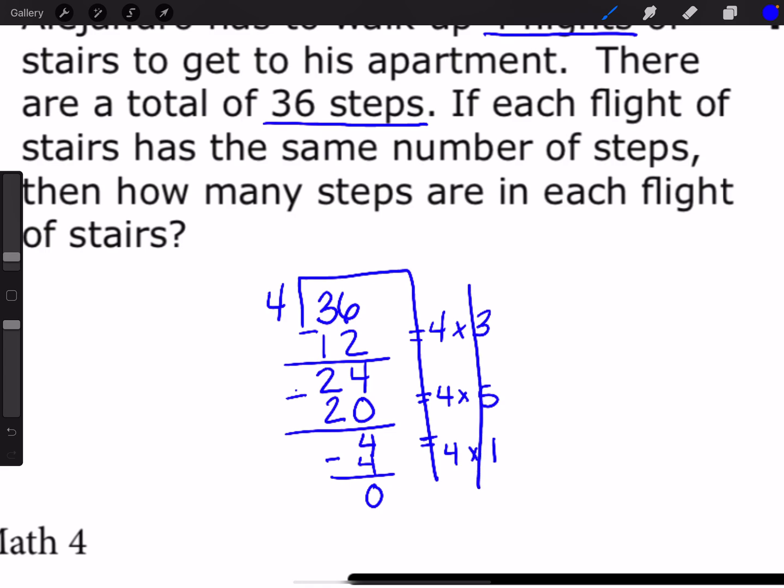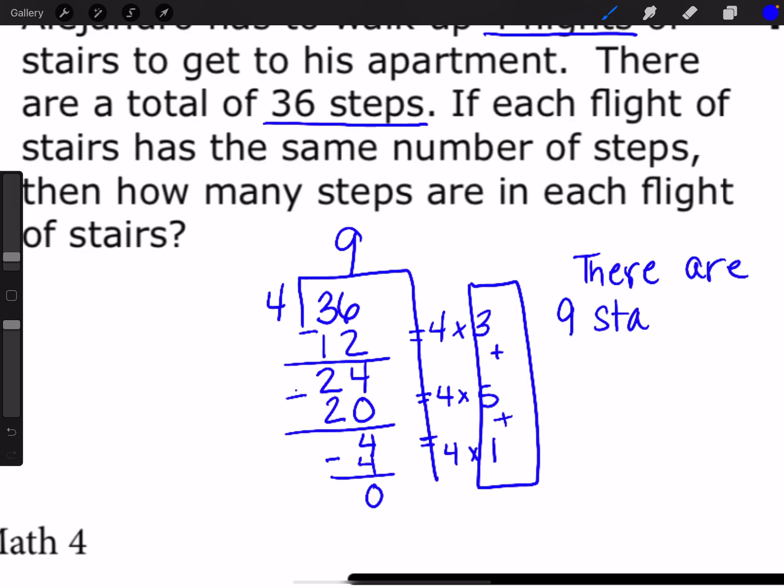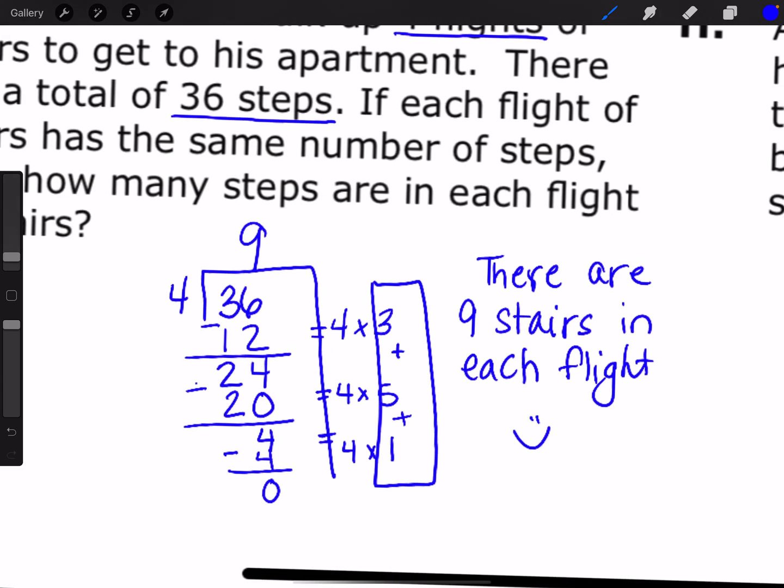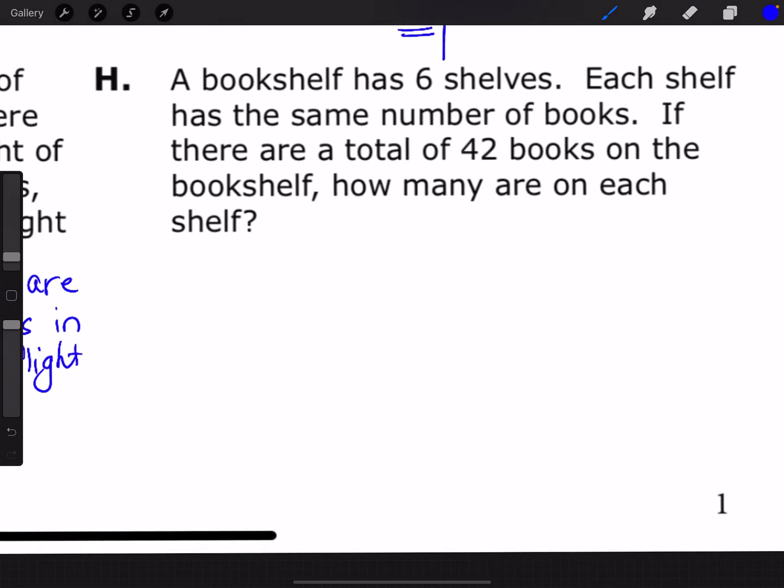We take our partial quotients and we add them. So 3 plus 5 is 8. 8 plus 1 is 9. So we know that there are 9 stairs in each flight. Do a smiley face because you wrote out the answer. All right, we have one last problem.